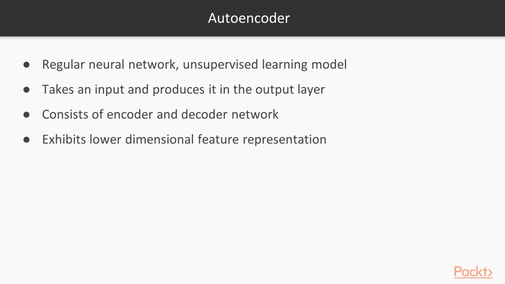Generally, an autoencoder consists of two parts: encoder network and decoder network. It learns all the required features from unlabeled training data, which is known as lower dimensional feature representation.